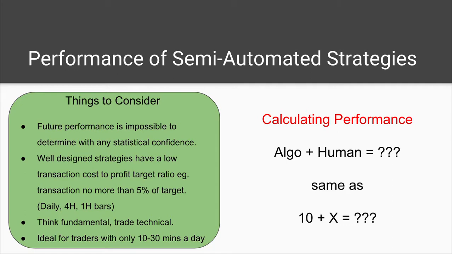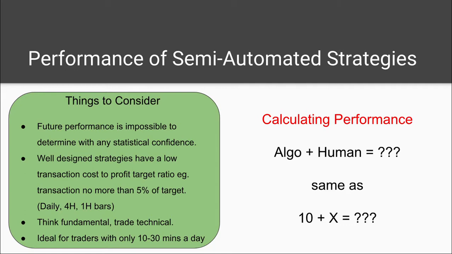So ideally, semi-automated strategies are on the daily bars or the 4-hour or 1-hour bars. Anything shorter than that, your transaction costs are going to be getting too high, and the likelihood of you making money on that algorithm is reducing.